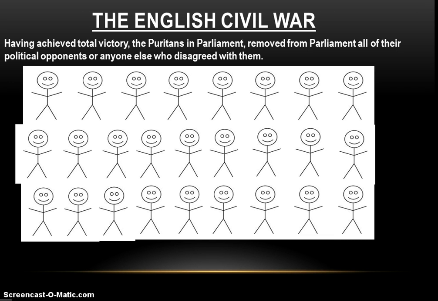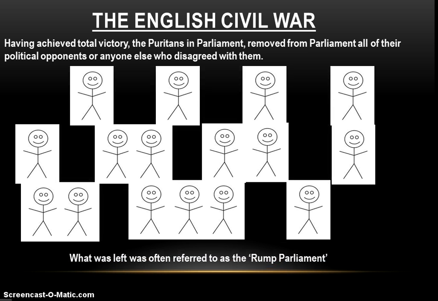Anyway, having achieved total victory, the Puritans in Parliament now do, of course, what is the most democratic and Enlightenment-minding thing you can imagine, and that is they remove all their political opponents from Parliament, or they remove anyone who ever disagreed with them.